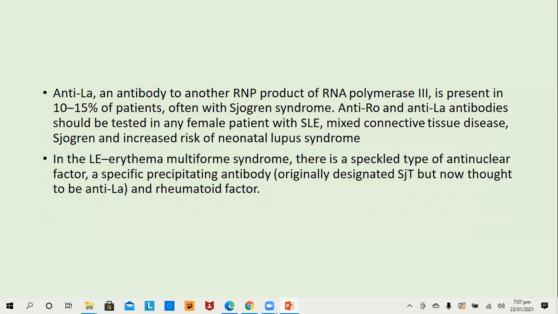The anti-La antibody is another RNP product and is present in 10 to 15% of patients with Sjogren's syndrome. Anti-Ro and anti-La antibody should be tested in any female patient of SLE, in mixed connective tissue disease, in Sjogren's syndrome, and increased risk of neonatal lupus syndrome. In LE-EM syndrome, there is a speckled type of anti-nuclear factor, which was originally described as SJT, but now thought to be anti-La, and rheumatoid factor.